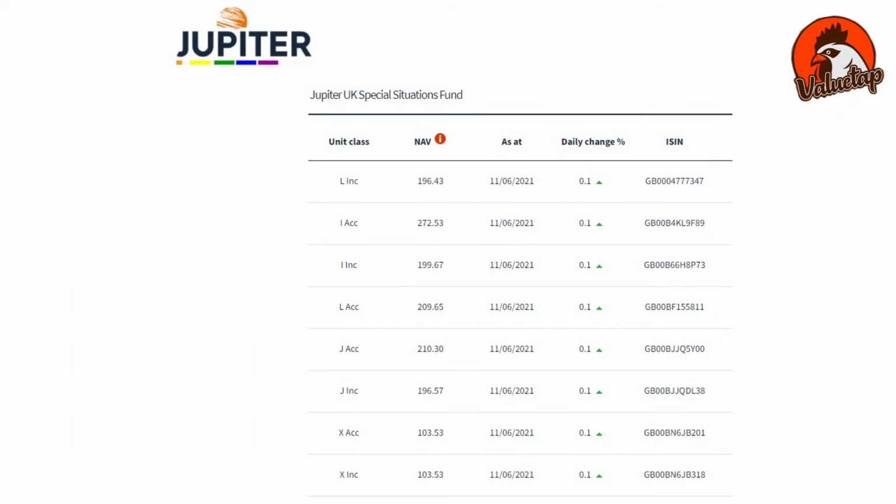So what does this actually mean for you? The best place to find all of this information will be on a fund fact sheet. This is a place where you can see the different share classes and the different properties that relate to each share class. I've provided an example here, looking at the Jupiter UK Special Situations Fund.